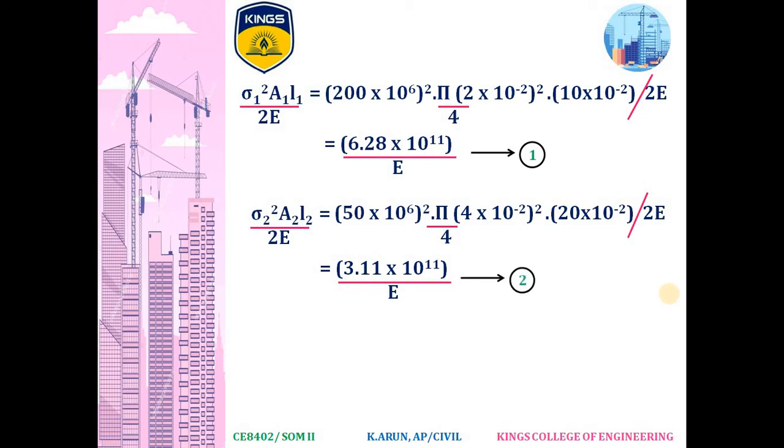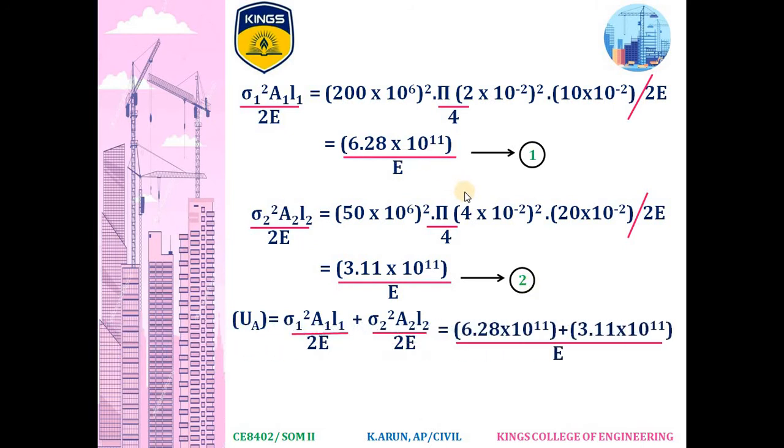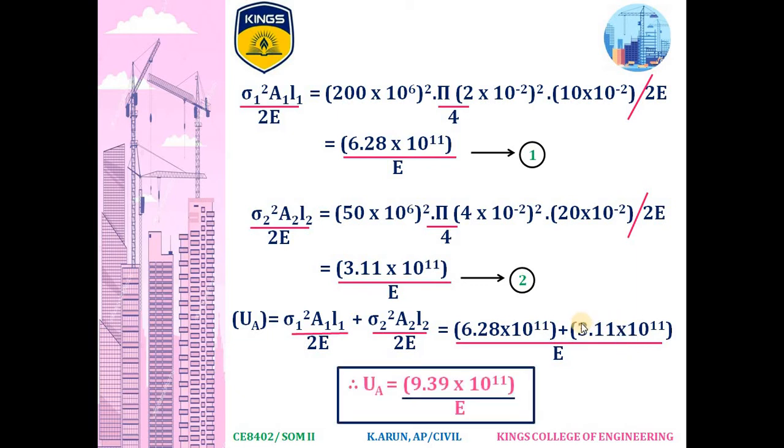So the total strain energy stored in bar A will be equal to portion 1 plus 2. So I am adding that: 6.28 into 10 power 11 plus 3.11 into 10 power 11 divided by E. So the total strain energy stored in bar A will be equal to 9.39 into 10 power 11 divided by E. So we have calculated the strain energy stored in bar A.